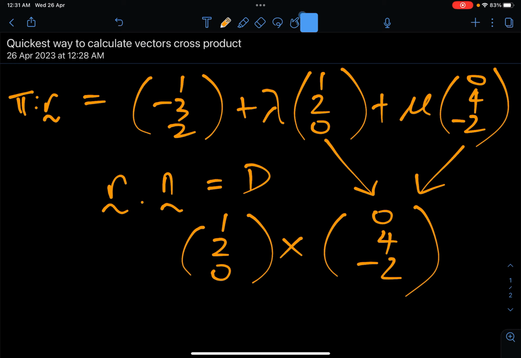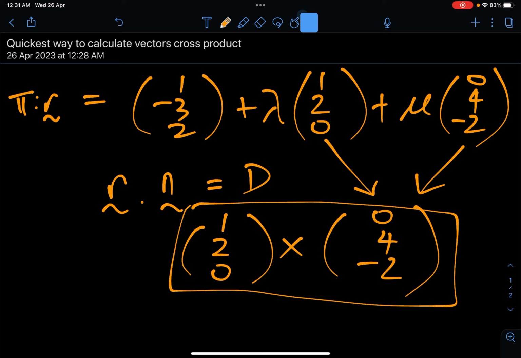So now I promise that I will show you how to, in exams, because speed is the essence and we want to calculate cross product as fast as we can in the exams. So I promise to show you the quickest way to calculate cross product of vectors. So let me just erase, go to the next slide. I'll just put this as big as possible.